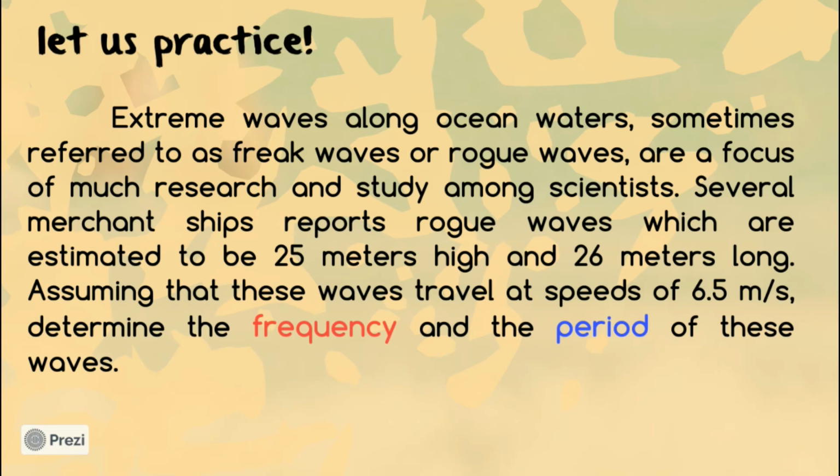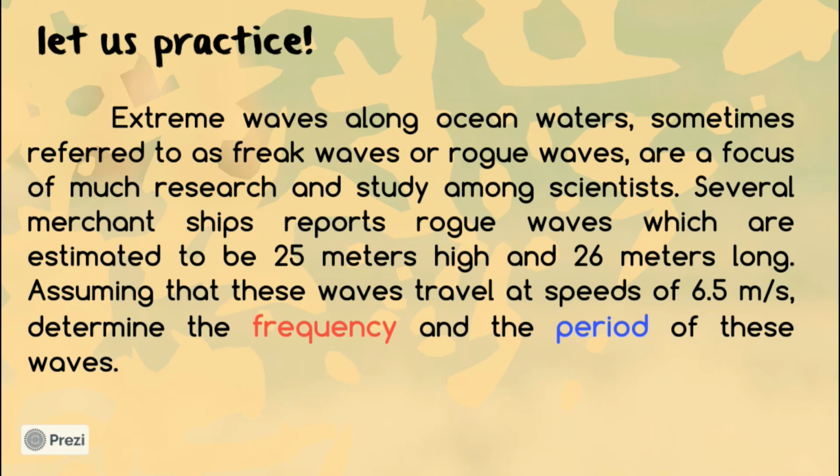So for you guys to be able to apply the concepts of our lesson for today, I have here a sample problem for you. Let me first read to you the said problem. Extreme waves along ocean waters, sometimes referred to as freak waves or rogue waves, are a focus of much research and study among scientists. Several merchant ships report rogue waves, which are estimated to be 25 meters high and 26 meters long. Assuming that these waves travel at speeds of 6.5 meters per second, determine the frequency and the period of these waves.